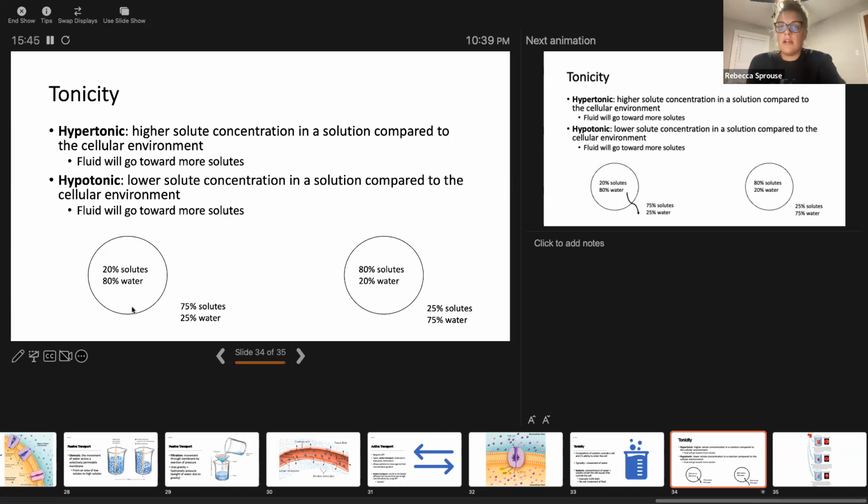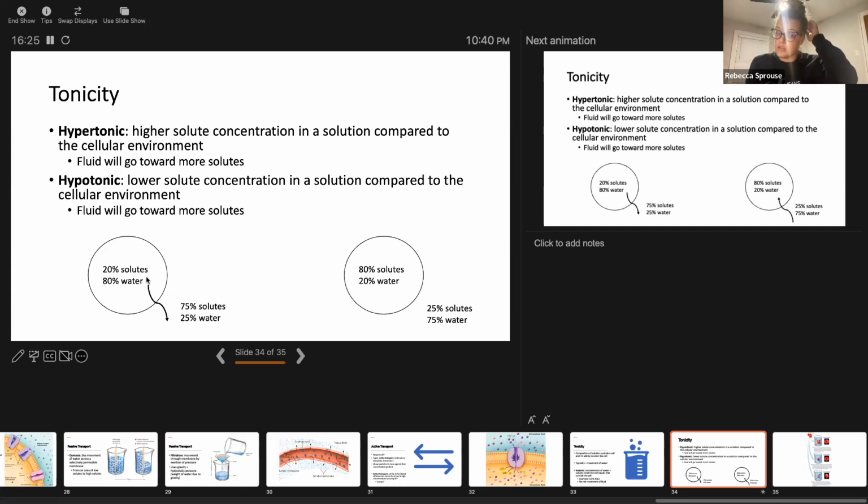Okay, so let's imagine this is a cell in the body, and this cell has 20% solutes, which means it has 80% water. That always has to equal 100. And outside the cell, we have 75% solutes and 25% water. Okay, and if water follows solutes, which means water is going to go towards the area of more solutes, which way do you think that water is going to move? Hopefully you said outside the cell. So water is going to move from this area of lower solutes towards the higher solutes.